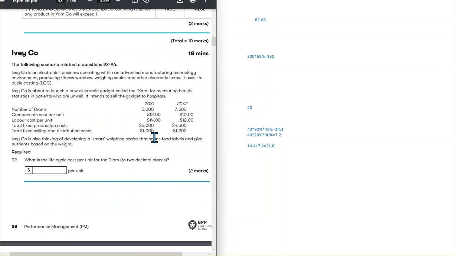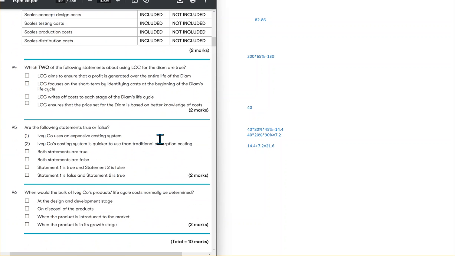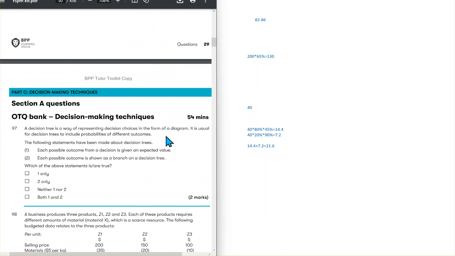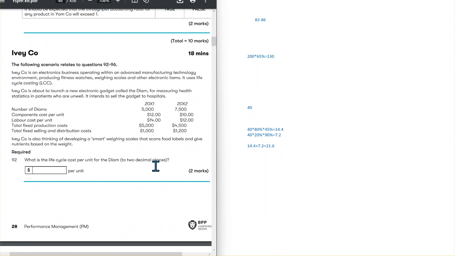Okay, let's look at life cycle costing. We hadn't worked on a life cycle costing question. Okay, let's see. Our Iveco is an electronics business operating within an advanced manufacturing technology environment, producing fitness watches, weighing scales, and other electronic items. It uses life cycle costing. Iveco is about to launch a new electronic gadget called DIOM for measuring health statistics in patients who are unwell.